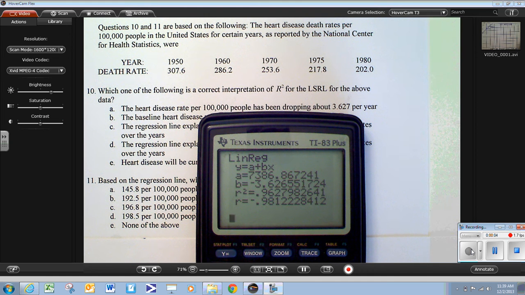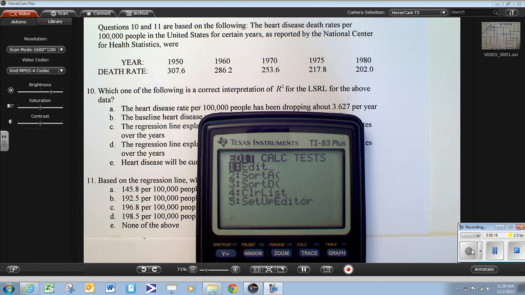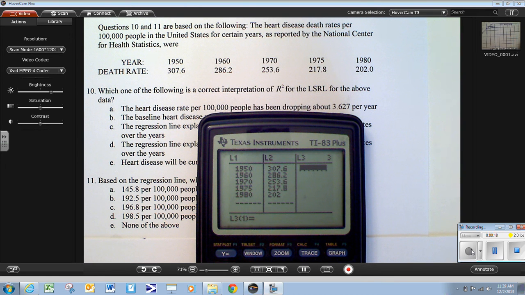Questions 10 and 11 are based on the following. The heart disease death rates per 100,000 people in the United States for certain years, as reported by the National Center for Health Statistics, were given. I took that information and put it directly into the lists of my calculator, keeping the year as the x variable and the death rate as the y variable. Though remember, for any value involving correlation or r squared, they could have been reversed.